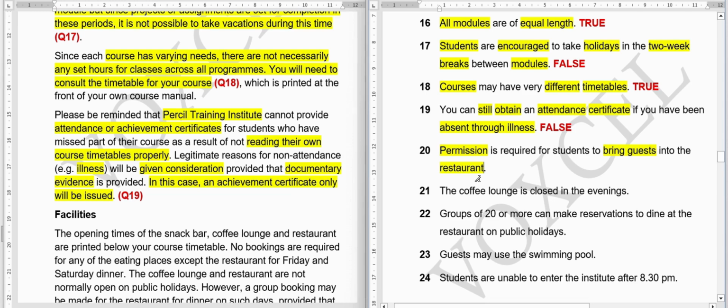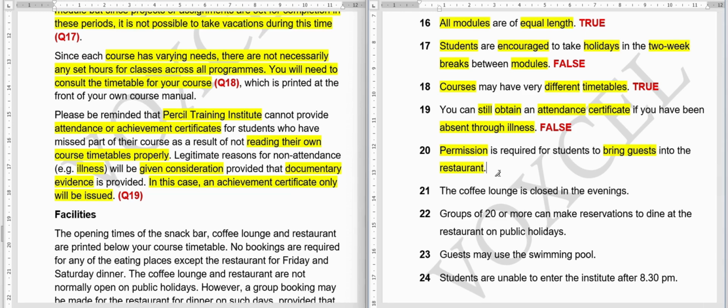But if you don't require permission, you can take whomsoever you want with you without any permission or without any consent of anybody or any authority, the answer to this will be false.